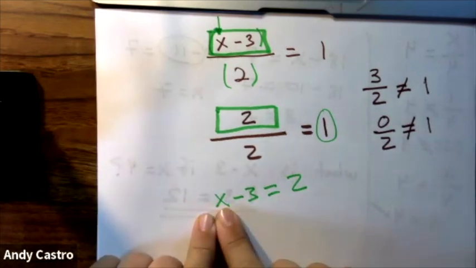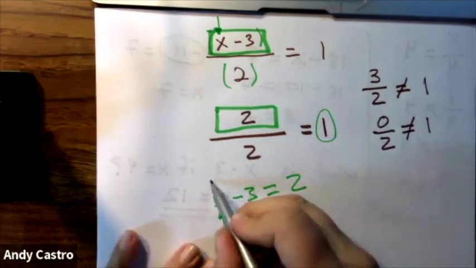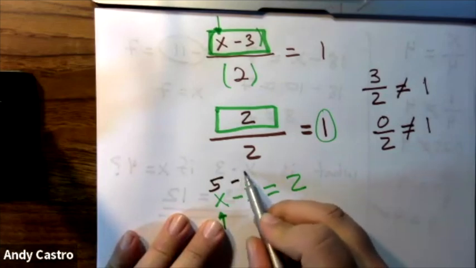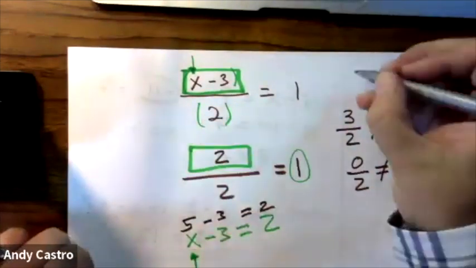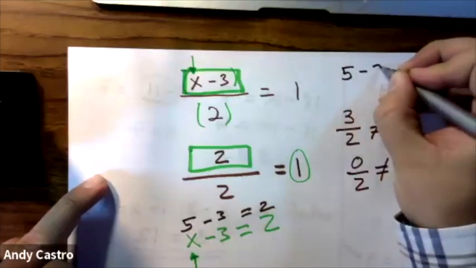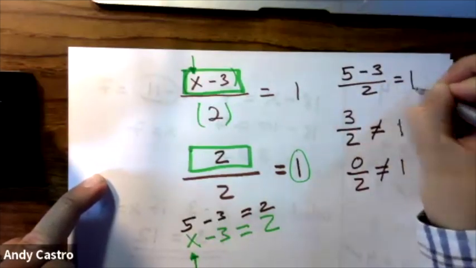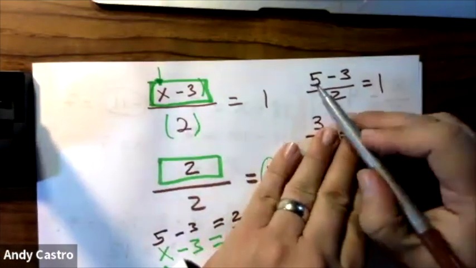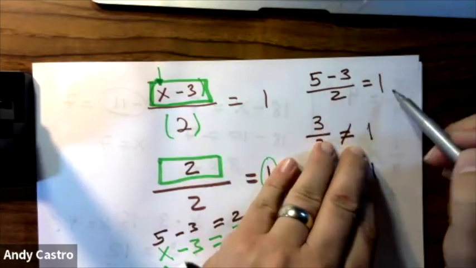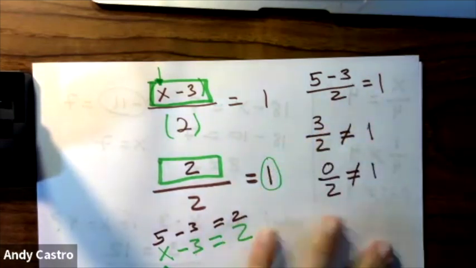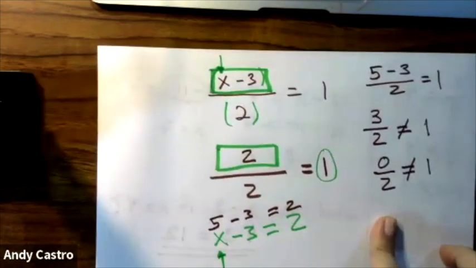Okay. I would have to put in the number 5 because 5 minus 3 is 2. So here I would have 5 in for x. And here we see that 5 minus 3 is 2, and 2 divided by 2 is 1. Very good. That was a tough one. You guys are doing awesome. So let's do another one.